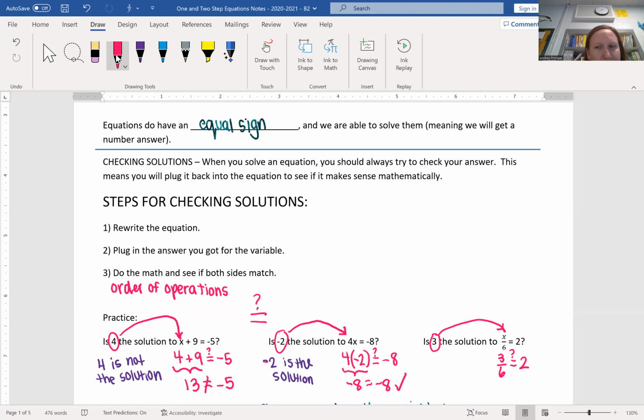And do not get fooled here. This says 3 divided by 6, which essentially is 1/2 or 0.5. It does not mean 6 divided by 3, which would give us 2. But here, we have 0.5 equal to 2, which does not make sense. So I'm going to put a slash mark to say not equal to, which means for this one, that 3 is not the solution.